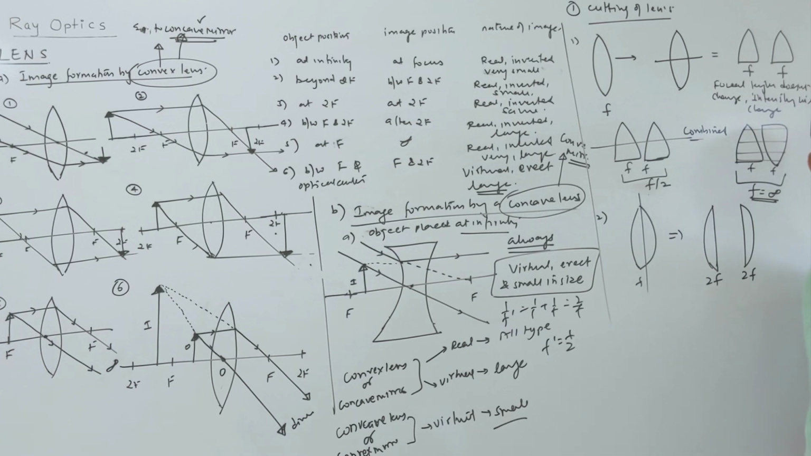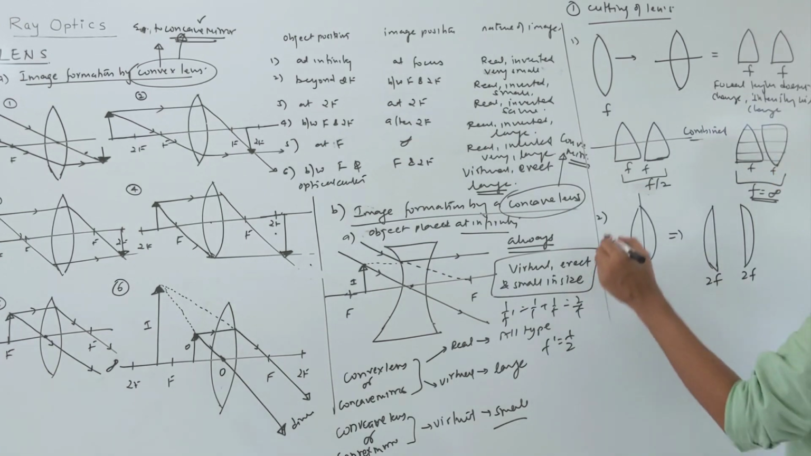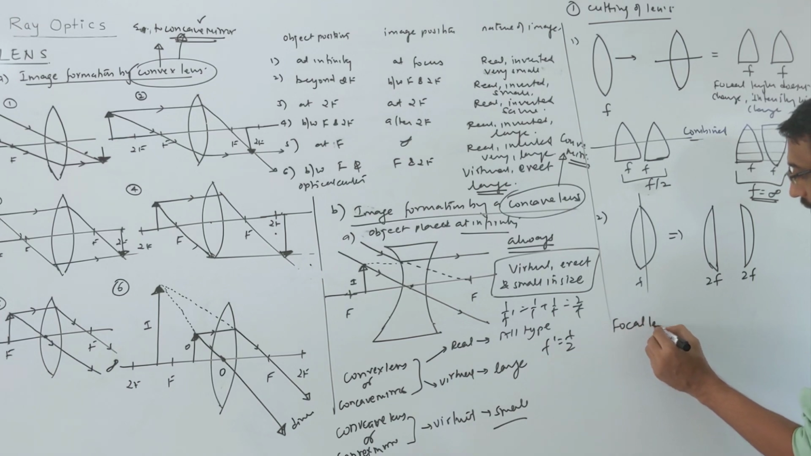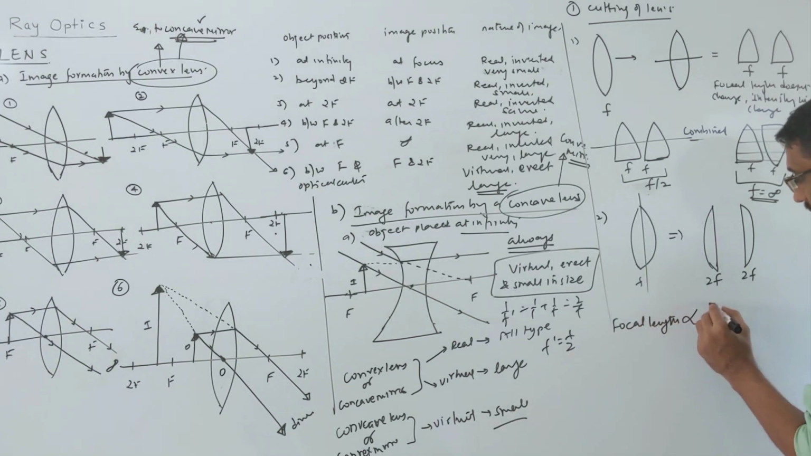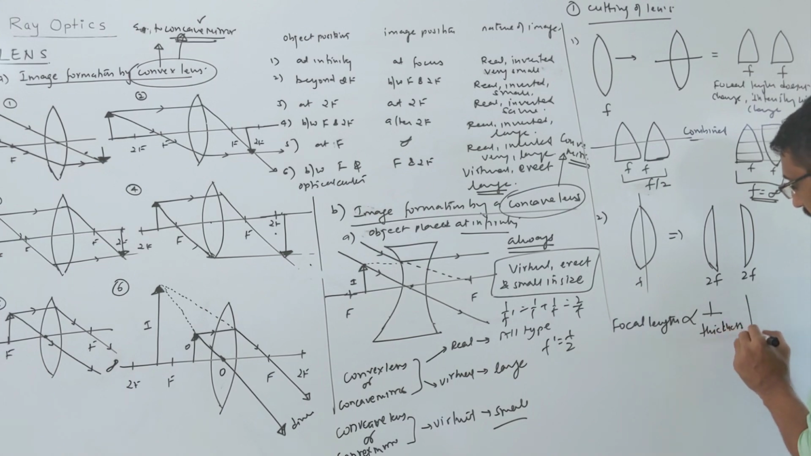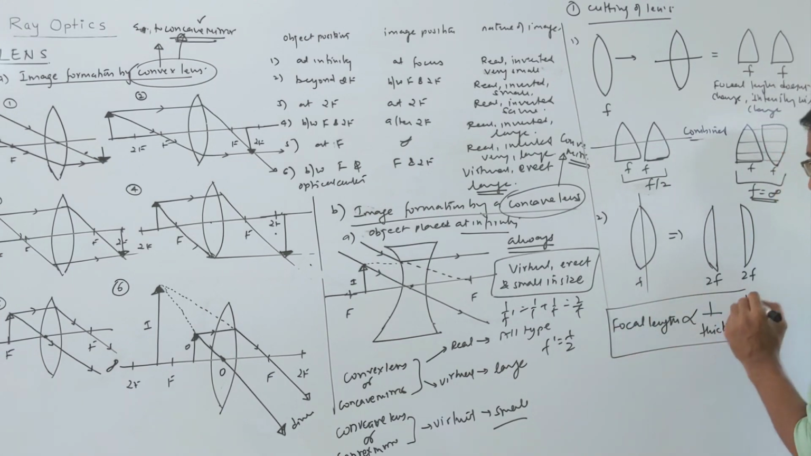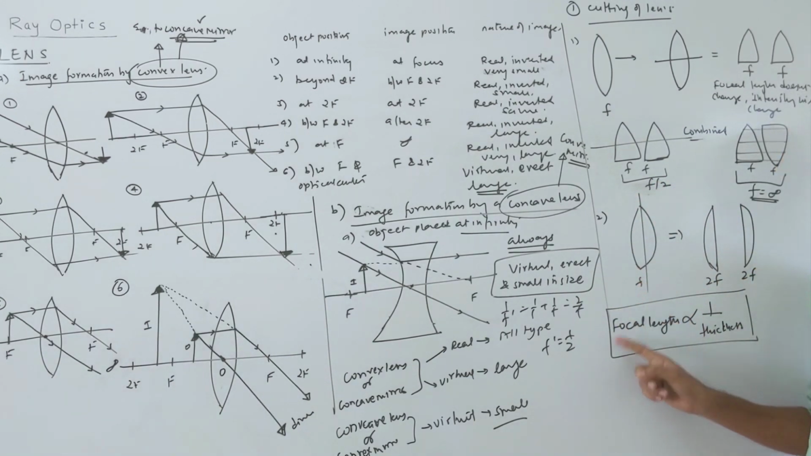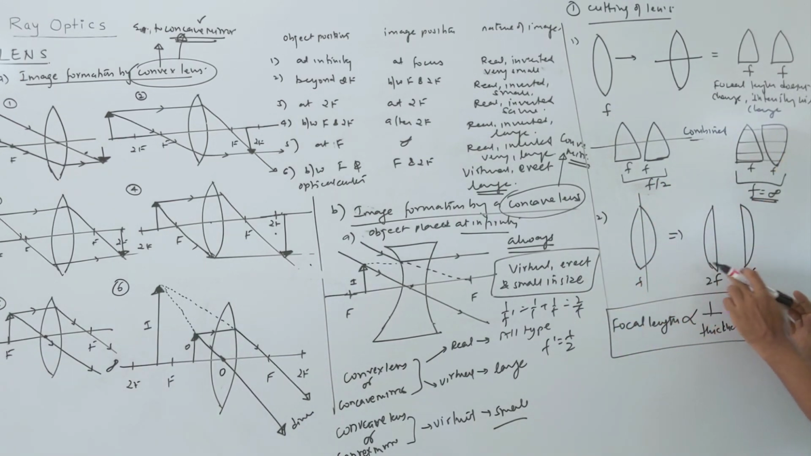Once more, in words: focal length is inversely proportional to thickness. The thicker the lens, the less the focal length. A thin lens has more focal length. So this lens you had f. If you cut it into two pieces like this one, each piece has 2f, 2f.